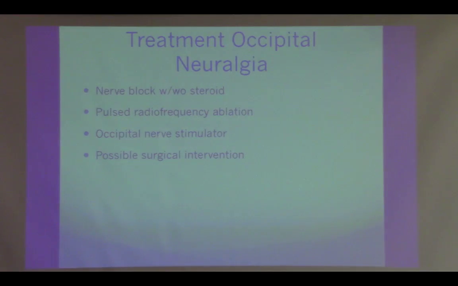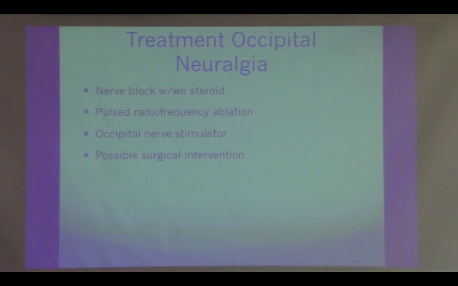So what can we do about it? We have a lot of options. Some of them are very quick and easy. We can do them right in our typical exam rooms. We can do a nerve block with steroid or without steroid. Usually we will include a little bit of local anesthetic or numbing medication, similar to what the dentist may use when they're numbing up your mouth.